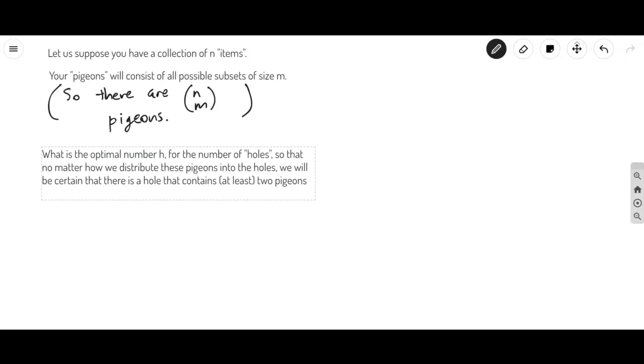But here we have a different condition: that it contains at least two pigeons which are disjoint. So basically what we're saying is, not only do the two pigeons land in the same hole, but they are also disjoint.